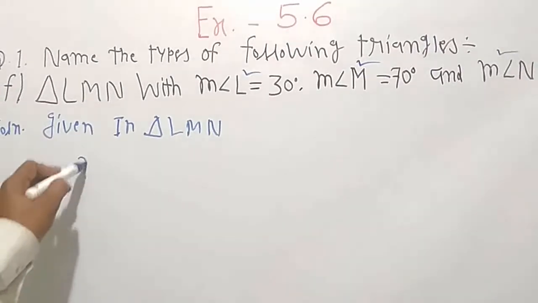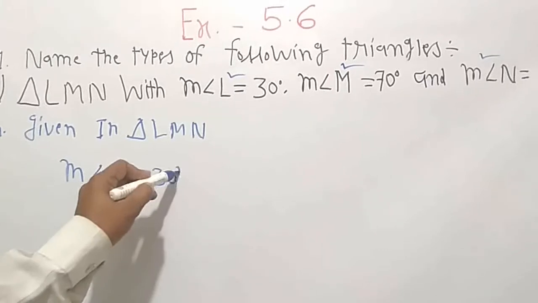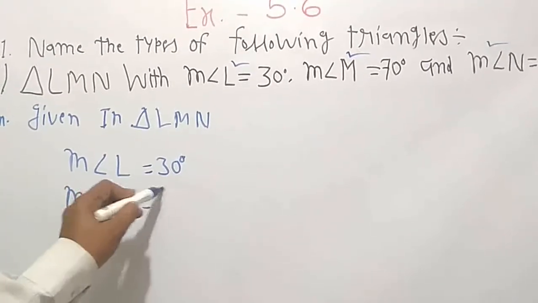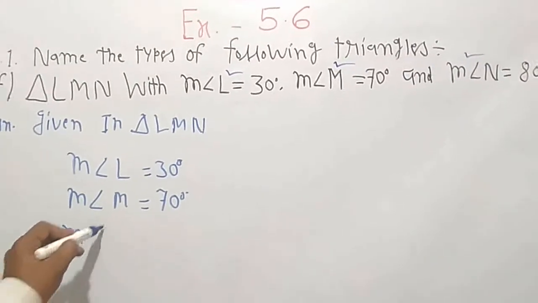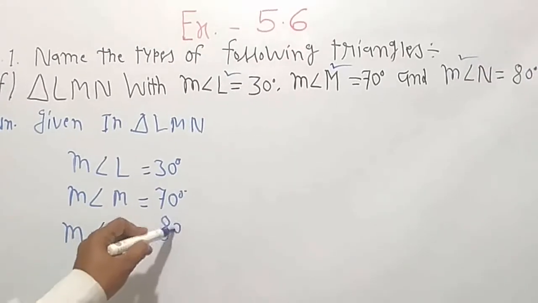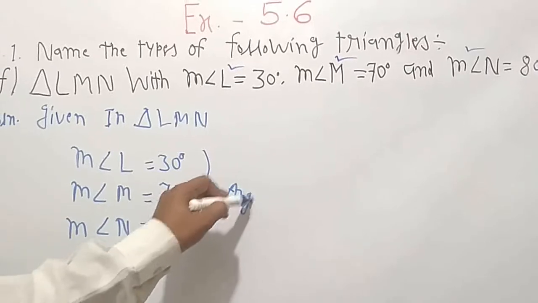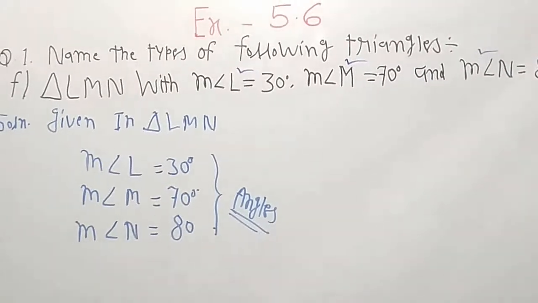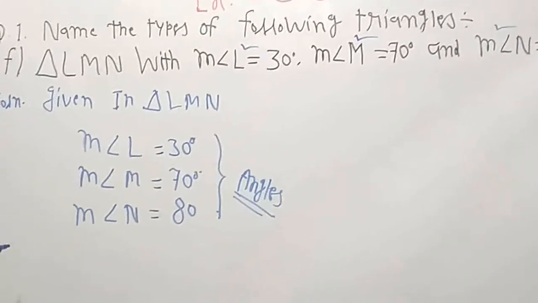Measurement of angle L equal to 30 degrees, measurement of angle M equal to 70 degrees, and measurement of angle N equal to 80 degrees. All these three are the angles. So this time we decide the type of this triangle on the basis of the measurement of the angles.